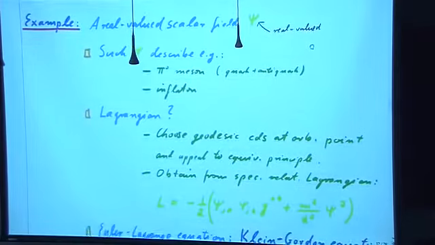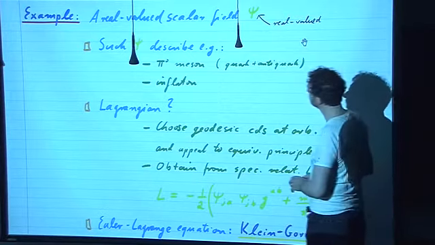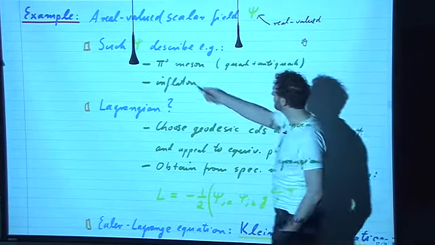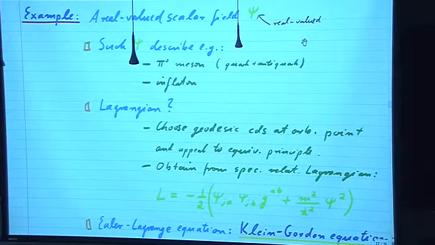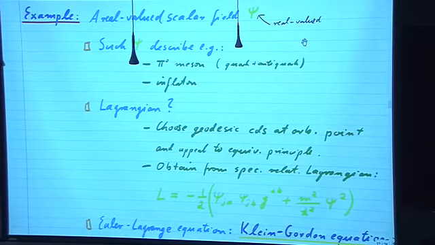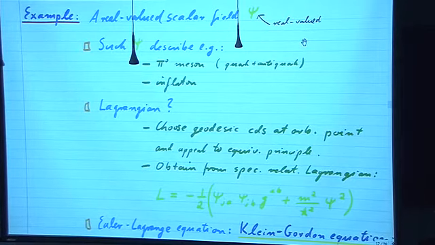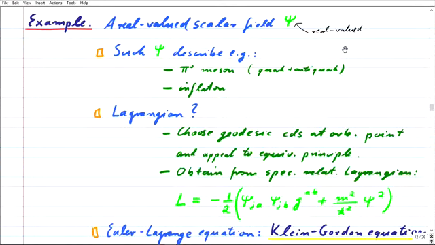Let's consider an example. Let's say a real-valued scalar field. Such fields can describe, for example, pi mesons or the inflaton particle. That, as we will later see, is very important in cosmology. Or it could be a Higgs. I mean, there are a few candidates for scalar fields in nature. The pi meson is not a fundamental particle. It is composed of a quark and an antiquark, but the Higgs is considered to be fundamental or not divisible, to be really elementary, and so also the inflaton is considered to be really elementary.